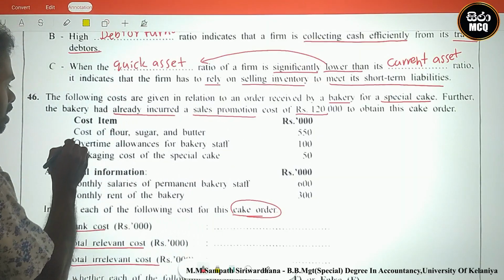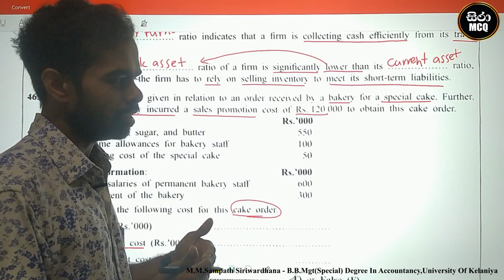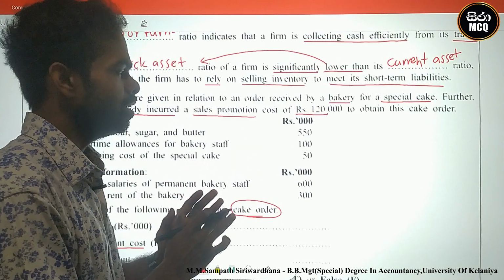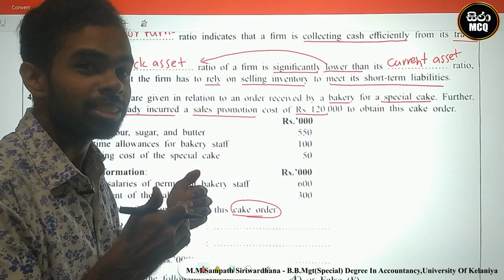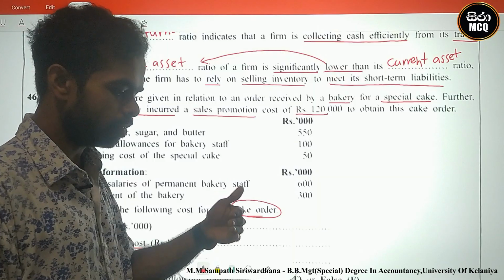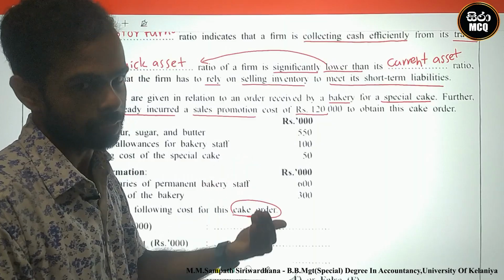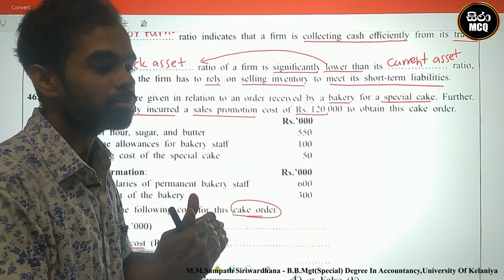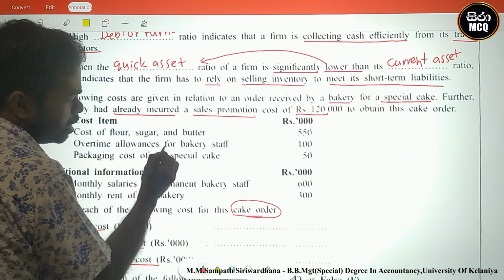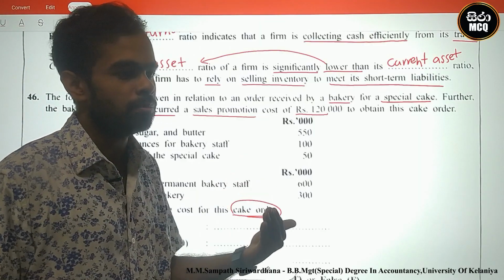Cost of flour, sugar and butter: after the decision making, this is the butter and sugar we must pay. Why is sunk cost before the decision? Next, overtime allowances for bakery staff: after the cake creation, the bakery staff cost must be incurred, after the decision making. Packaging cost of the special cake is also an after-the-decision-making cost.